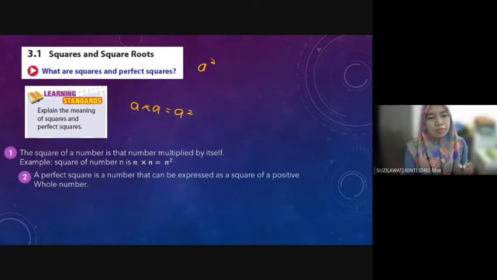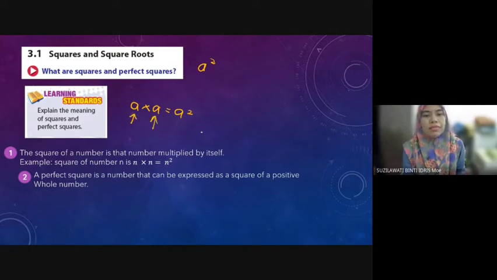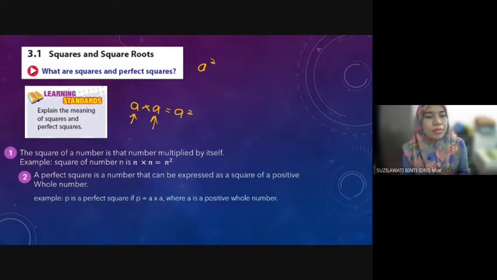How can you determine a perfect square? It can be expressed as a square of a positive whole number. This a here must be a positive whole number. For example, P is a perfect square if P equals a multiplied by a, where a is a positive whole number. So we can call P a perfect square.